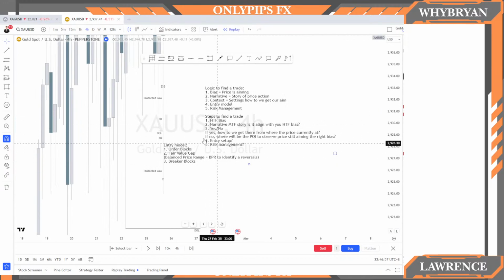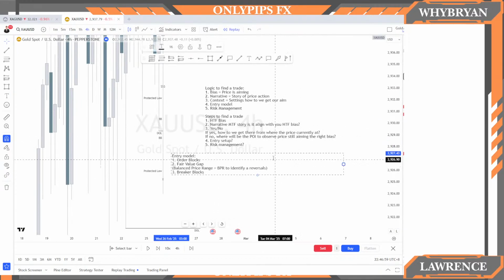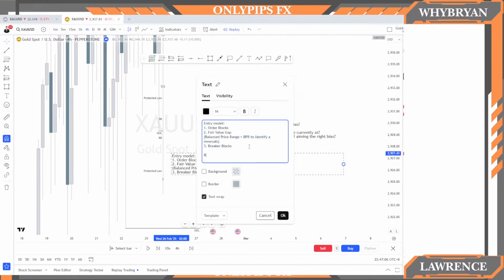Okay, so after that, we have the entry model done. Next thing is we want the risk management. On the risk management side, let's say you want to risk $50 for this trade only. Sorry, let's make it 100, easy to calculate. And your SL is 100 pips. How much would you be risking?